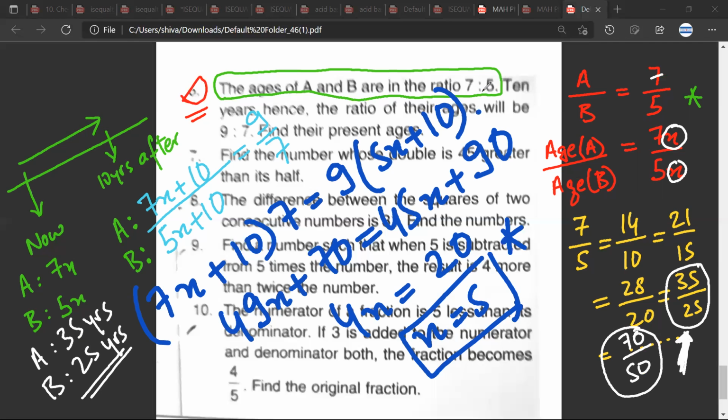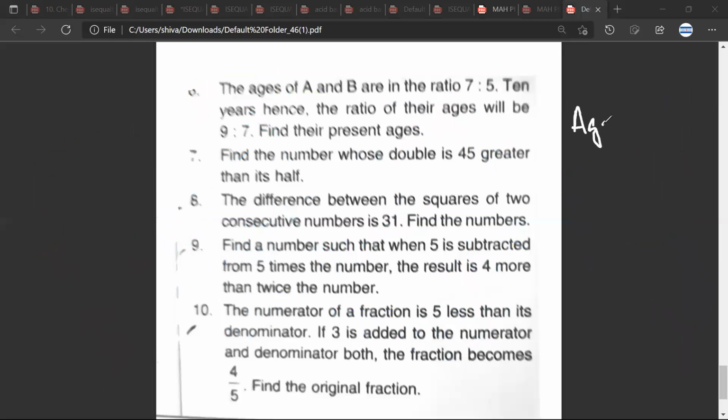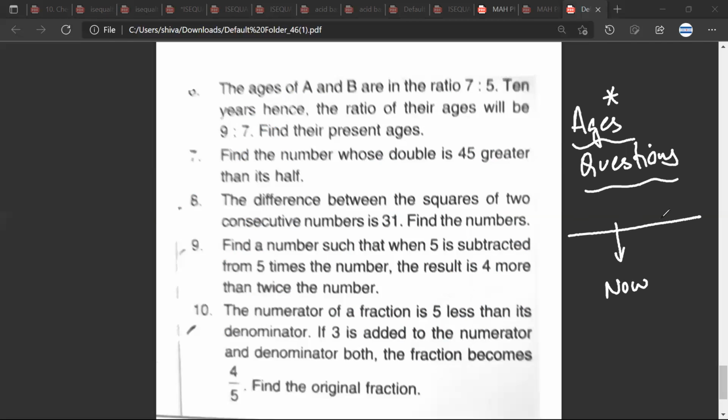Okay. Now you will be able to do these ages questions. Also, in all these questions which involve ages, it always helps that you draw a number line. So this would be your now, this would be your future, and this would be your past.